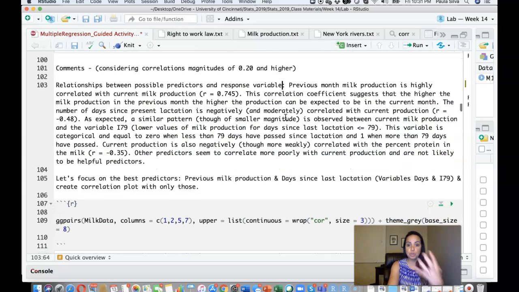So let's pick these 2 because they're easy, much easier than convincing your boss to measure the amount of protein in the milk, and the correlation there is a little bit lower. Let's see how far we can get with these 2.